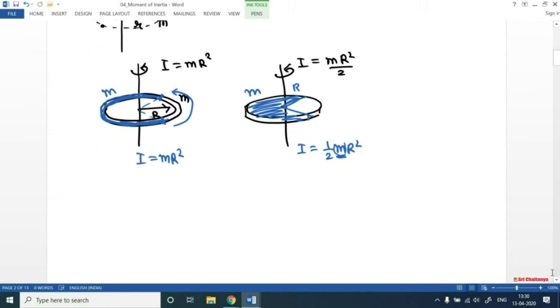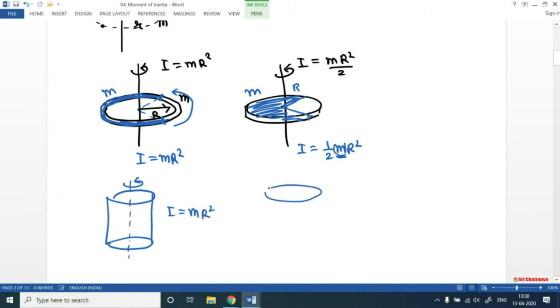Okay, so the moment of inertia of a hollow cylinder will be the same as the moment of inertia of a ring, because the same type of mass distribution we are having over here. So I would be mr square. And the moment of inertia of a solid cylinder would be the same as the moment of inertia of a disk, because of the same type of mass distribution with respect to axis, and that would be equal to mr square by 2.